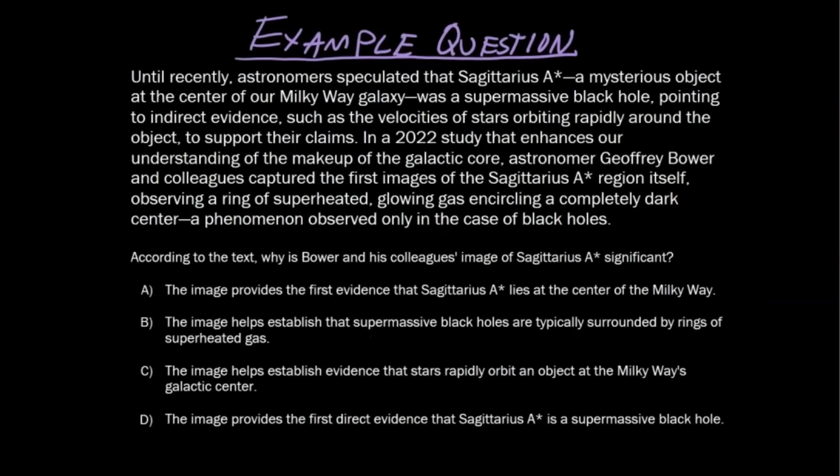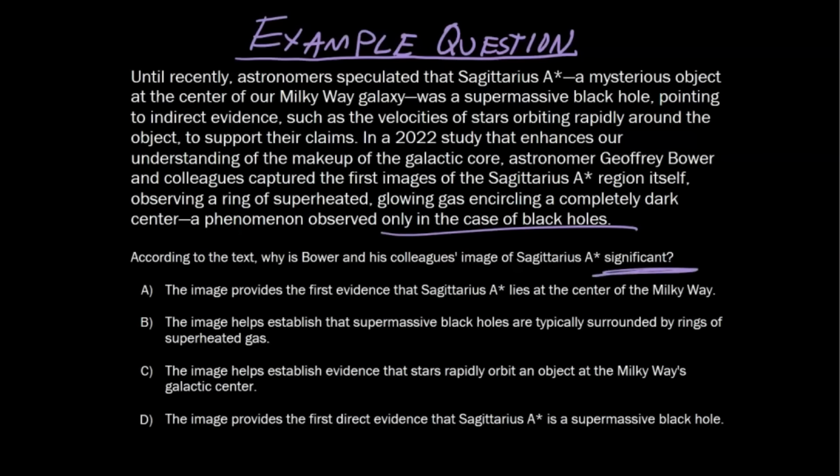So, until recently, astronomers speculated that Sagittarius A prime was a mysterious object at the center of our Milky Way galaxy. It was a supermassive black hole, pointing towards indirect evidence, such as the velocity of stars orbiting rapidly around the object, to support their claims. In a 2022 study that enhances our understanding of the makeup of the galactic core, astronomer Jeffrey Bauer and colleagues captured the first images of Sagittarius A region itself, observing a ring of superheated glowing gas encircling a completely dark center, which is a phenomenon only observed in the case of black holes. Why is this significant? Let's take a look.